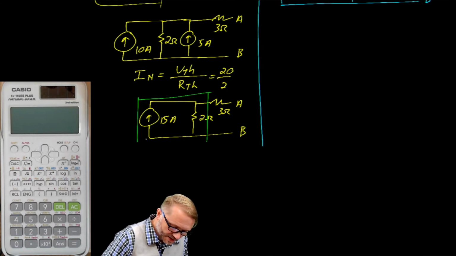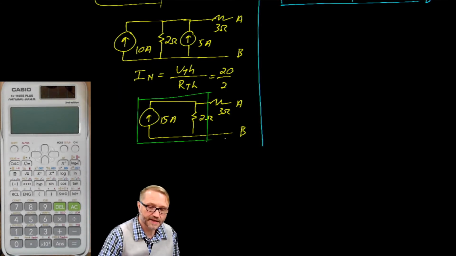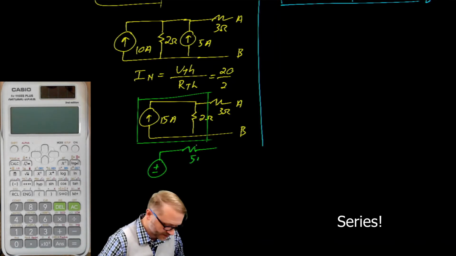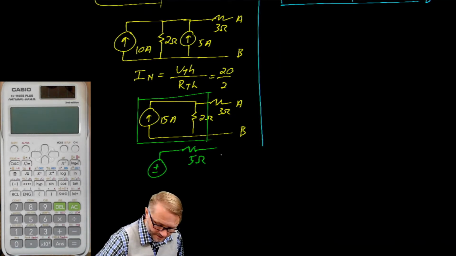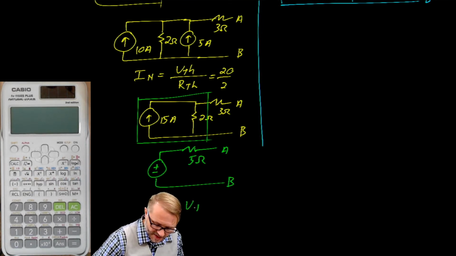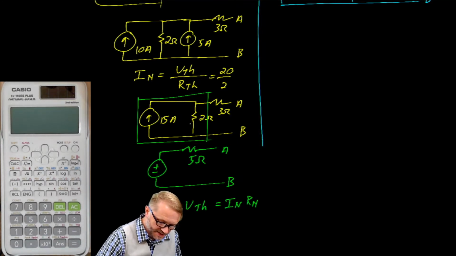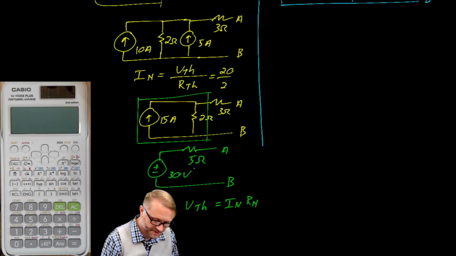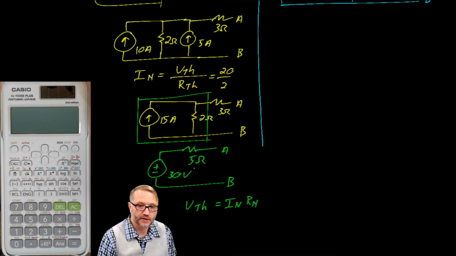This Norton circuit can be transformed back into Thevenin, and then our two resistors will be in parallel, so that would be a 5 ohm resistor. Terminals A and B. Remember that a Thevenin voltage is equal to a Norton current times a Norton resistance. In this case, that's 15 times 2, which gives you 30 volts. So there is our Thevenin equivalent circuit.